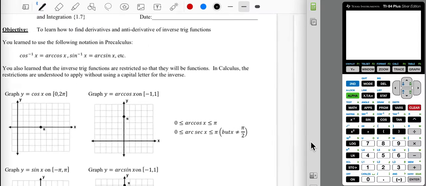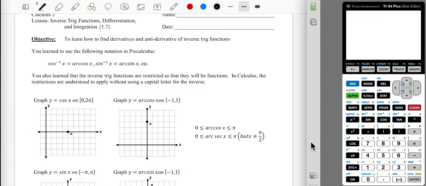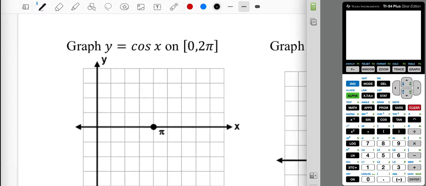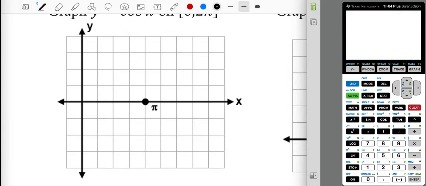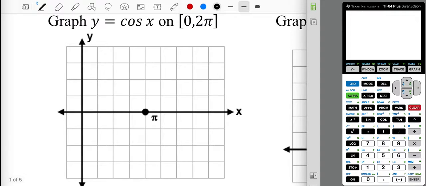Looking at page 26, just a review of inverse trig functions before we get into differentiation and anti-differentiation. So you might remember the notation and the names of these things from pre-calc, but then again you might not. So here we are. Okay, so just very quickly I'm going to take you through some of the more important characteristics and details. So we start off with the cosine function.